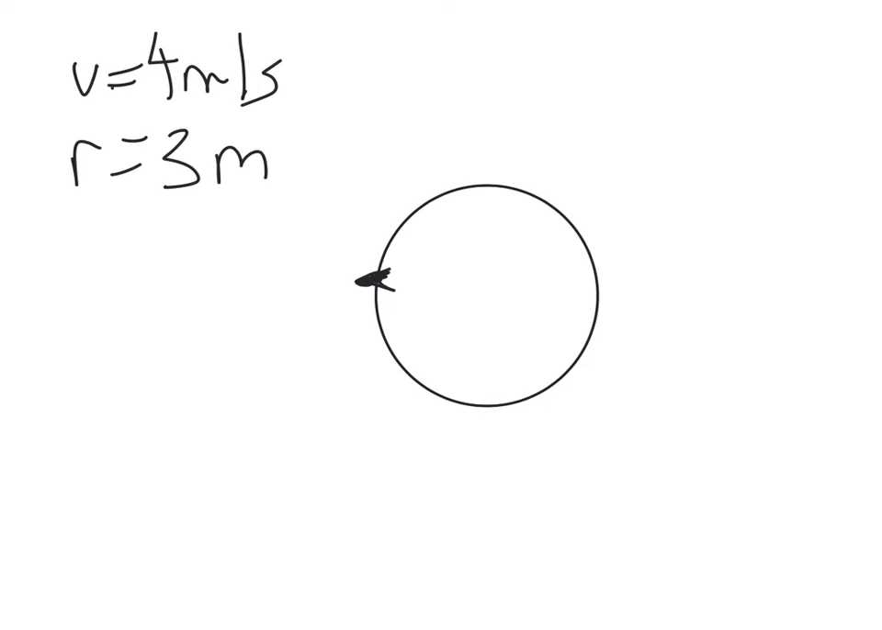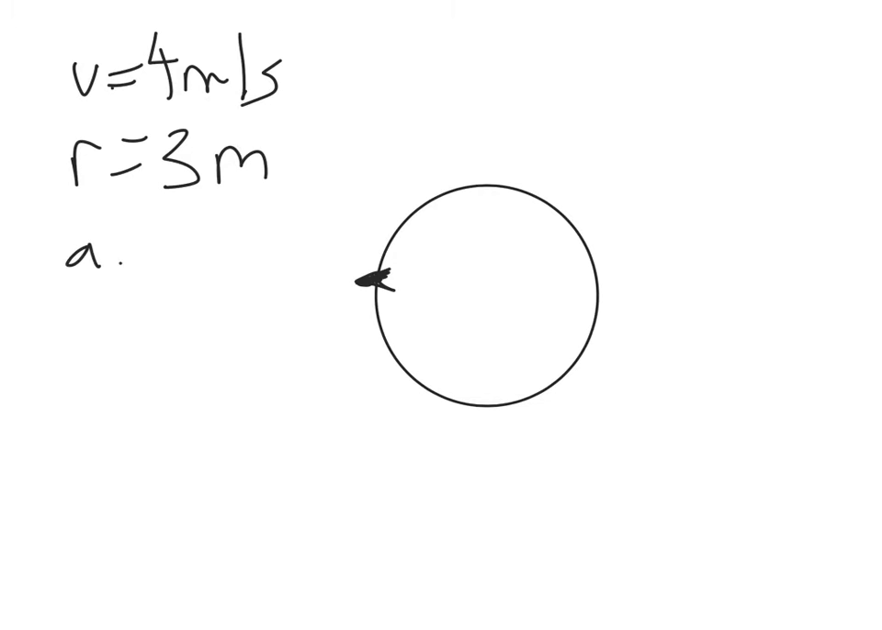So let's say that our object is right in this spot. At this spot, I'm going to say that it's exactly on that edge on the left side. It's moving at a velocity of 4 meters per second, and the circle has a radius of 3 meters, and I want to know both my acceleration and my net force.